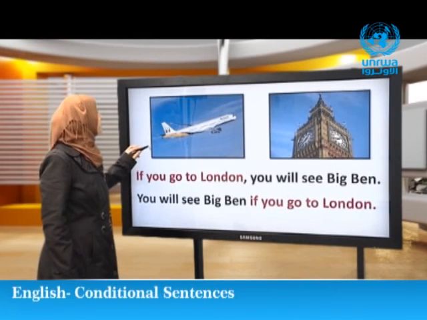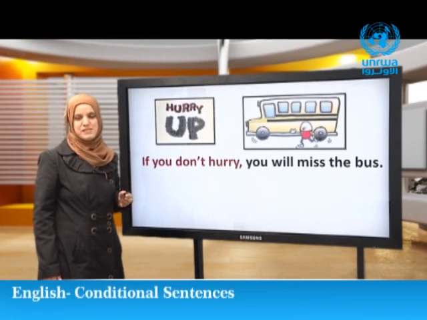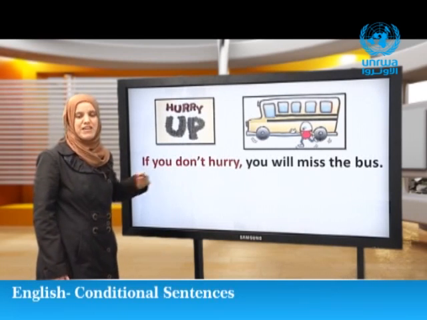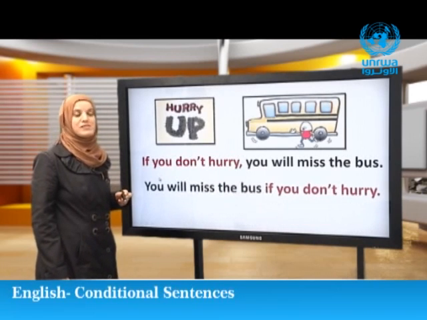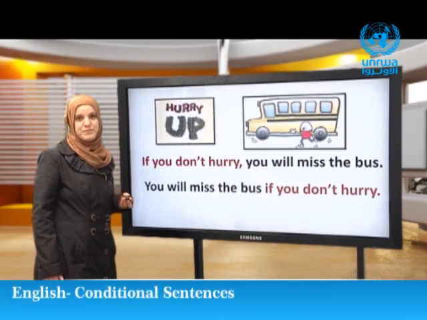Look at this. If you don't hurry, you will miss the bus. Missing the bus is a possibility if you don't hurry. We can also say, you will miss the bus if you don't hurry. This is another conditional sentence type 1.